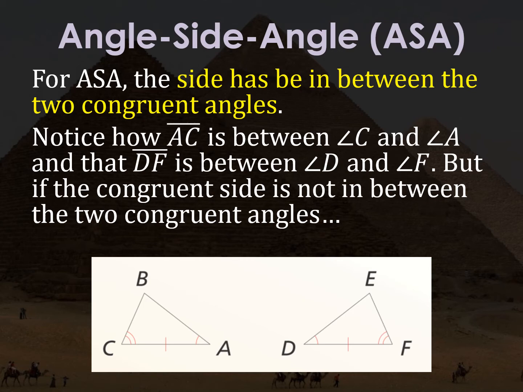But what if the congruent side is not in between the congruent angles? So let's say AC and DF were not congruent to each other, but let's suppose BC and DE were congruent to each other. Now you can't use ASA anymore because the congruent side is not included. It's not between the two congruent angles. Are we stuck? The answer is no.